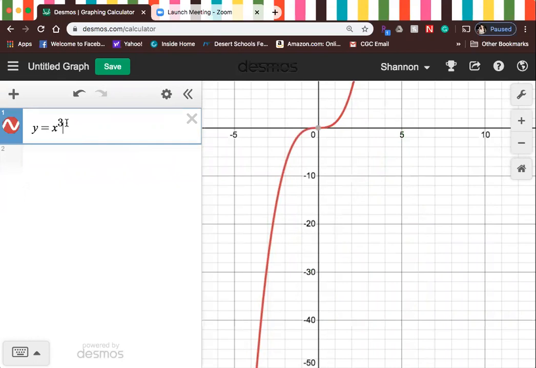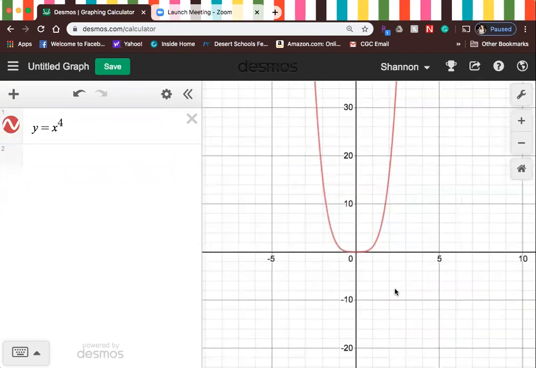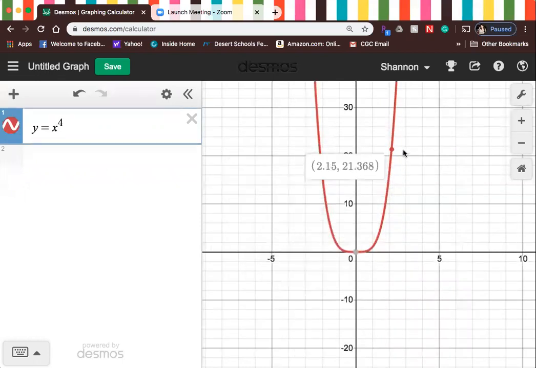Okay, let's move on to x to the 4th. All right, so the parent function of x to the 4th looks a lot like a parabola. But be careful, we actually don't call it a parabola. Parabola is the word for a quadratic graph and a quadratic graph only. So it's not a parabola, but it is kind of U-shaped still. It has arms that both point up on either side.